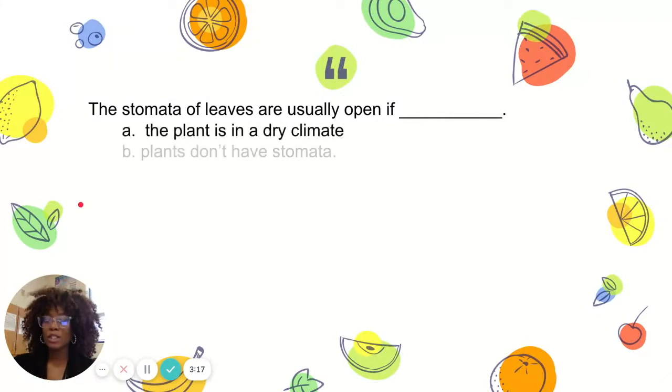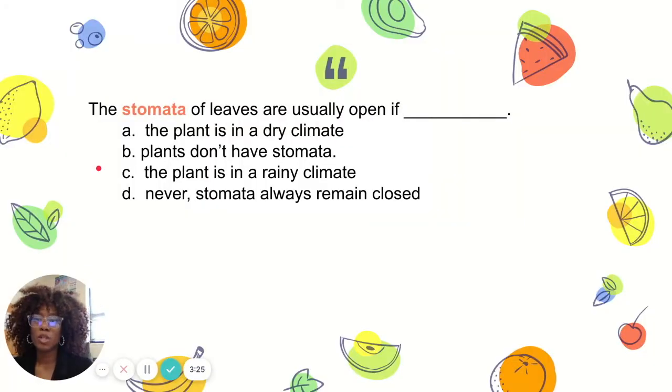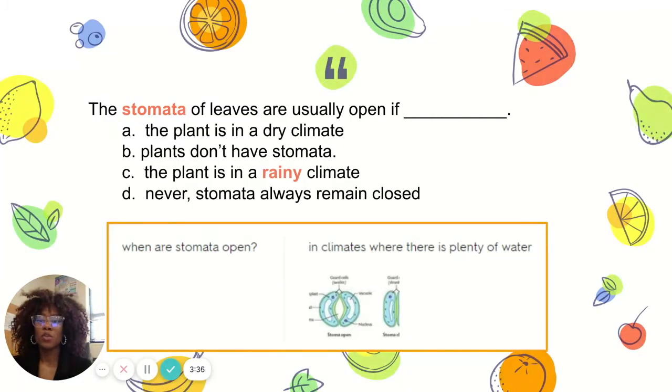Let's do some practice questions. The stomata of leaves are usually open if... okay, so we're talking about the stomata. These are those holes, those pores on the underside of the leaf that are designed to reduce loss of water. So the stomata of leaves are usually open in C.